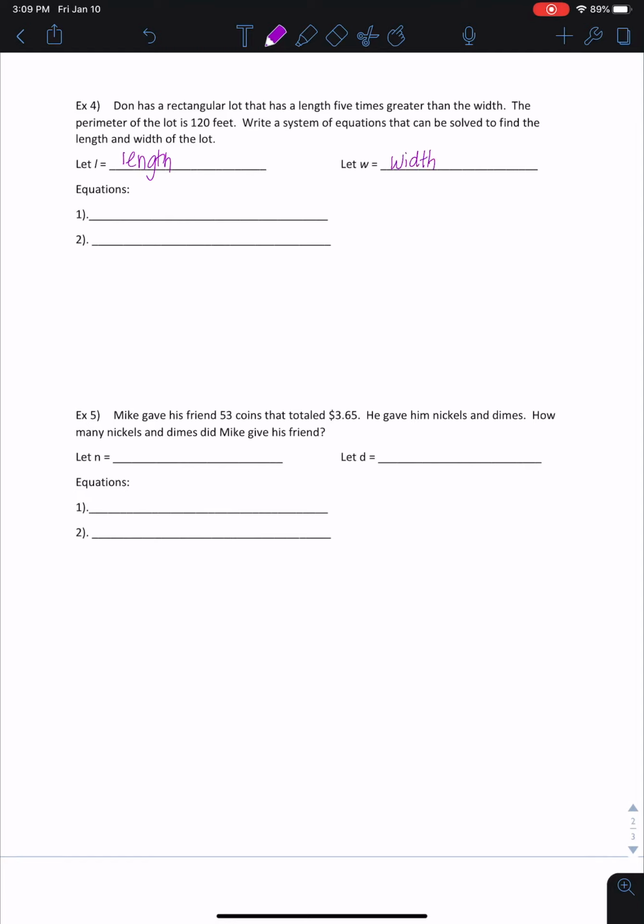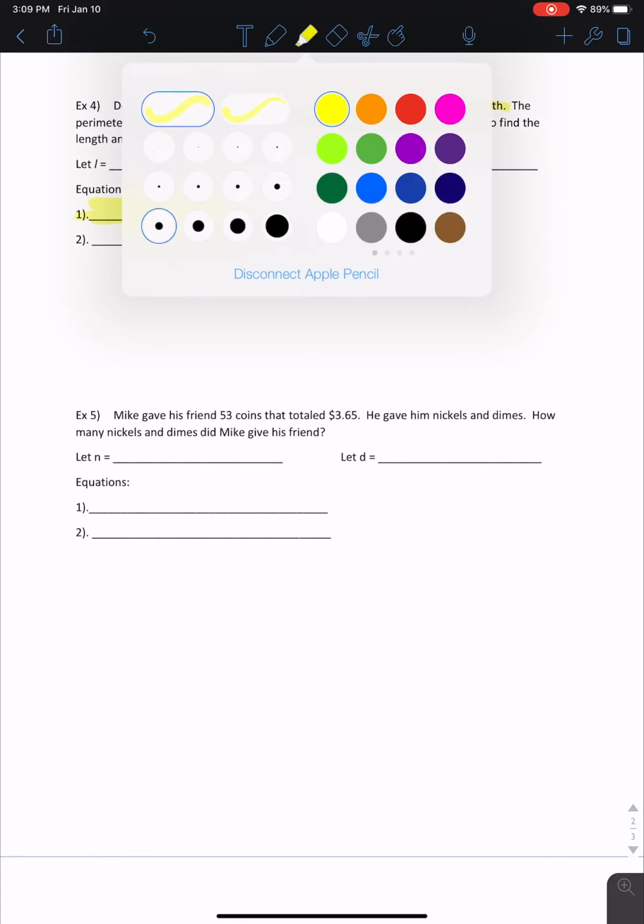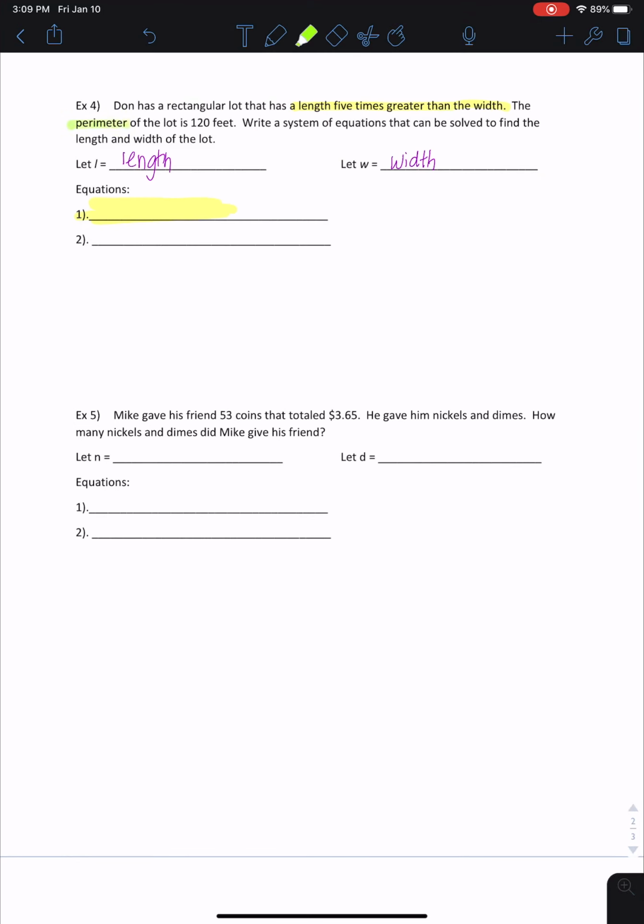All right, then we know the length is 5 times greater than the width, that's going to give us one equation, and then the perimeter is 120. If he has a length 5 times greater than the width, that means the length is bigger. So length equals 5 times the width. Now the next part is kind of confusing.